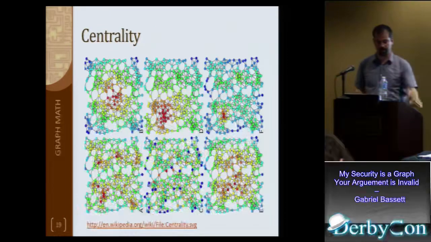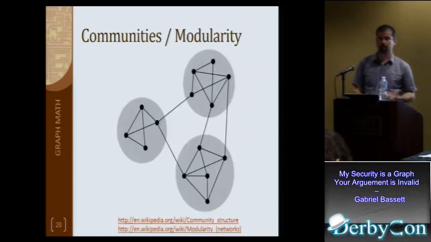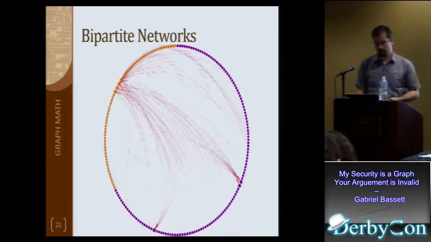Another concept is centrality, things that are central to your graph. They may be things that are in between the most paths. They may be things that have the most edges in or out or are closest to the most nodes. But you can find important things in your graph that way. You can also find communities. And these are all nice mathematical algorithms, and frankly, they're almost push button depending on what kind of tool you're using. This is a bipartite.